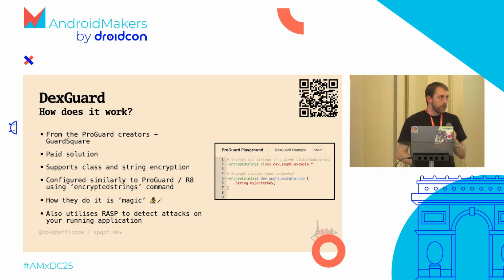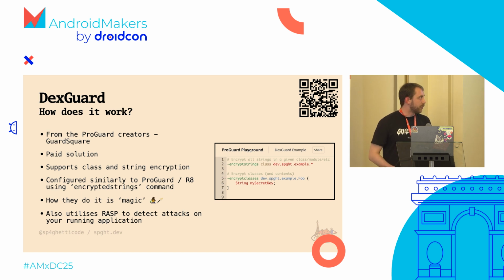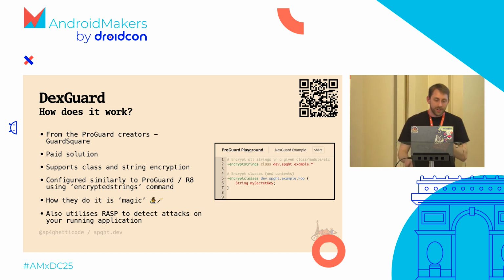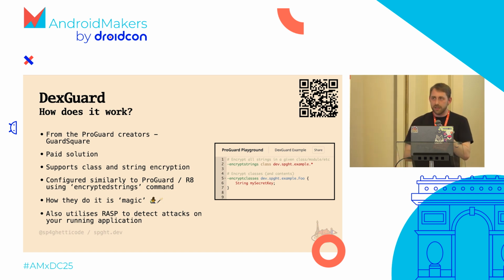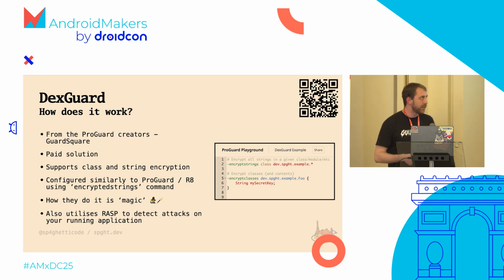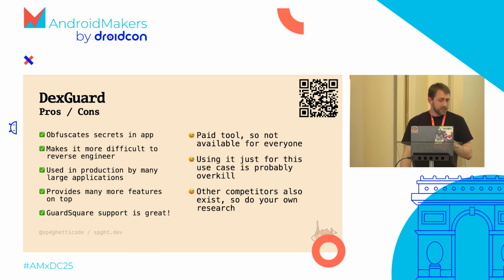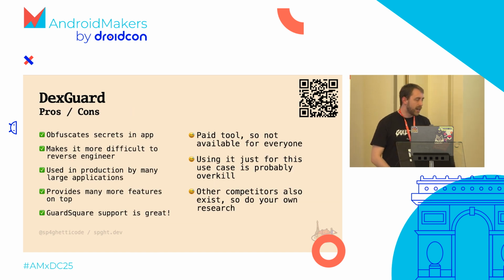But you really want to also be utilizing other DexGuard features such as runtime application security protection to prevent attacks on your app whilst it's running. So DexGuard is much more than just making secrets encrypted. It does a whole load of other stuff, but this is a viable option. As I said, it obfuscates secrets. It makes it way harder to reverse engineer.